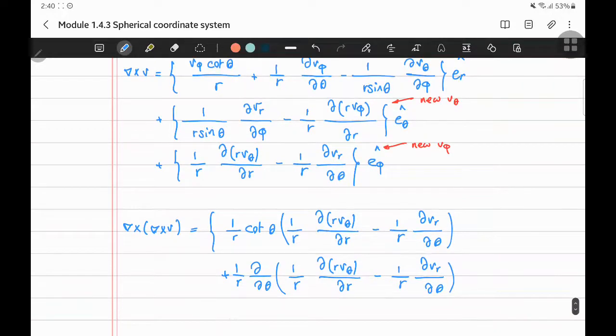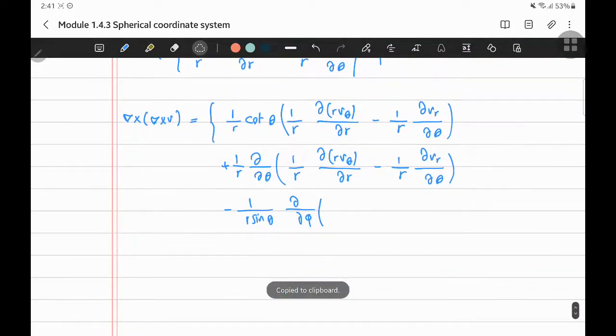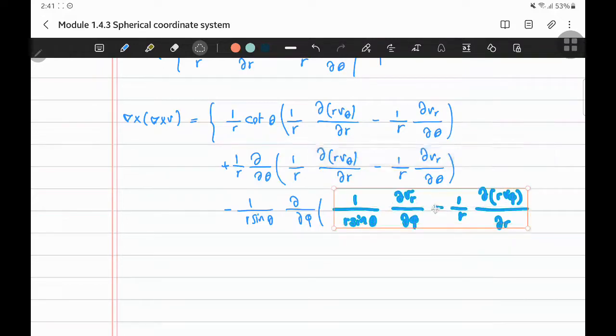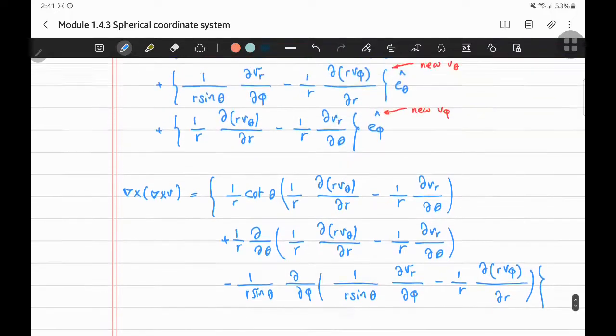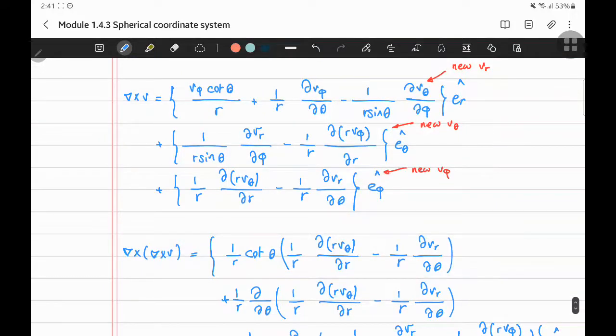Then I have minus 1 divided by r sine theta. Now we have the partial derivative of v theta with respect to phi, where this v theta is basically this v theta here. Perfect. And now we have this er completely here. Now we need to simplify this further, but let's write e theta and e phi as well.